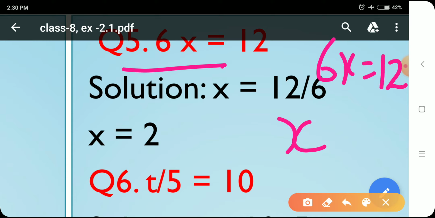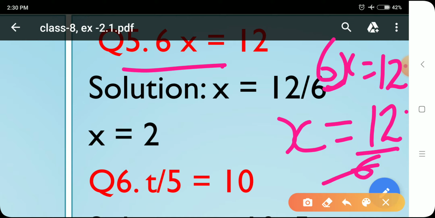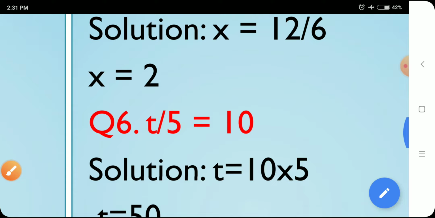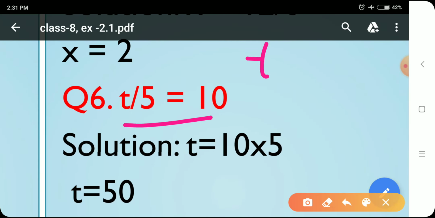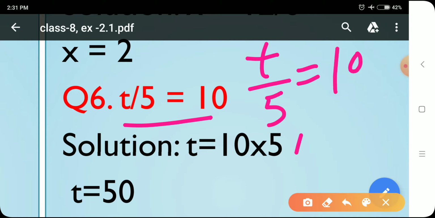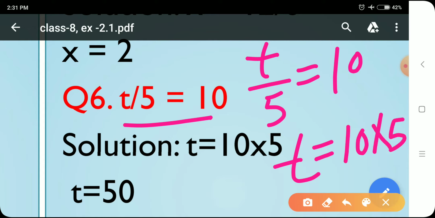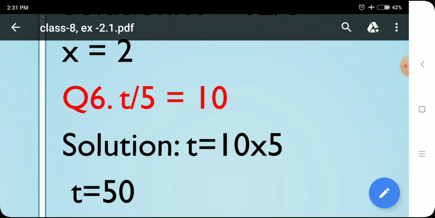So you will write x here. 12 is already there. This 6 is in multiplication, so here it is changing into division. So after cancelling you will get 2, so x is equal to 2. Next question is t by 5 is equal to 10. You have to find out the value of t. So you will write t is equal to 10 into 5. Your answer is t is equal to 50.